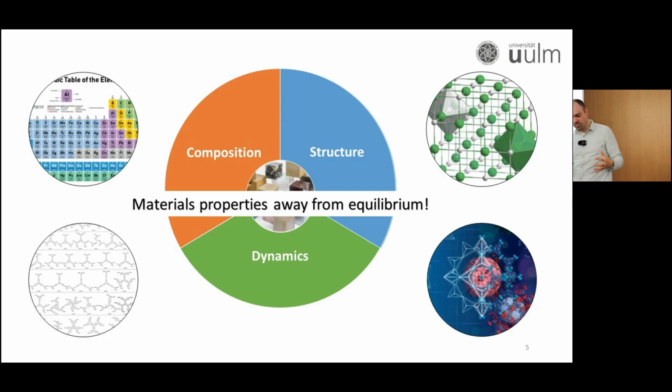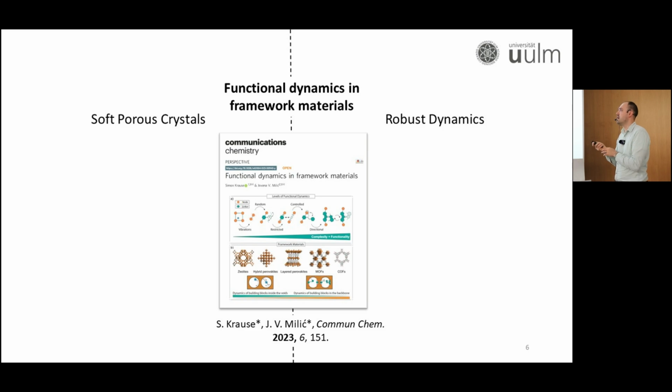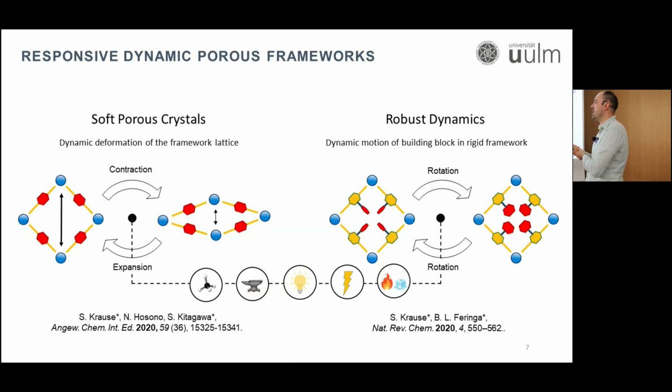So the goal of our group is to generate materials away from their equilibrium state. So we want to incorporate some time-dependent changes or mobility in the system by utilizing intrinsic dynamics. And we call these dynamics functional, something that one can tune. So it's not only something that happens serendipitously, but something where we can tune a material's properties towards these dynamic features. And there are two classes of these dynamics that we differentiate, the so-called soft porous crystals.